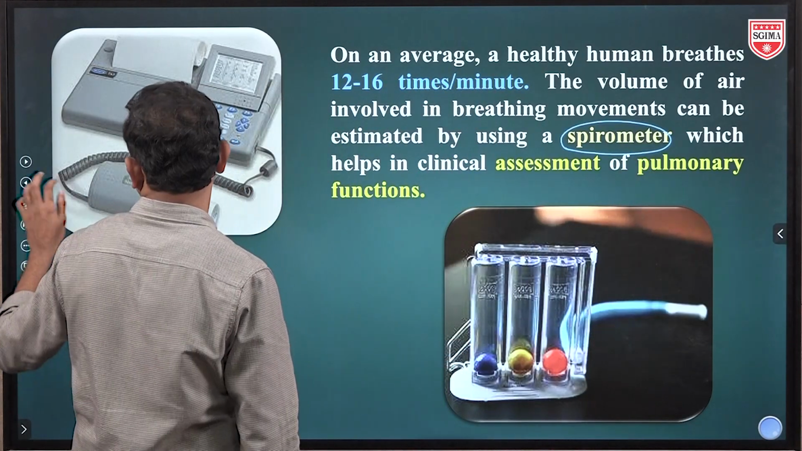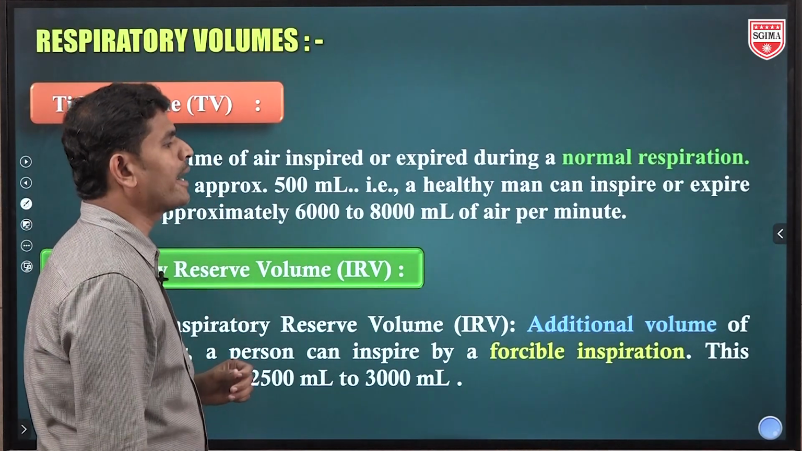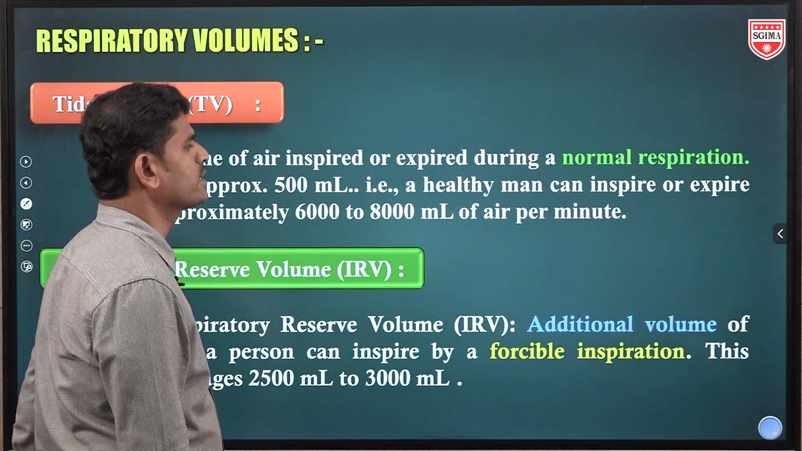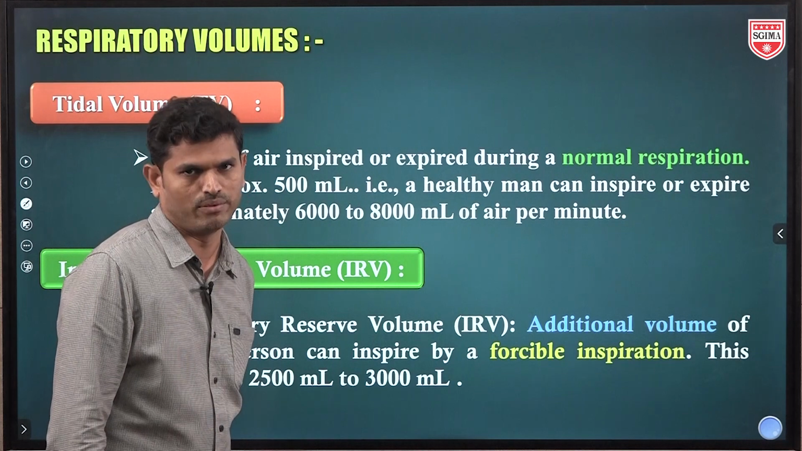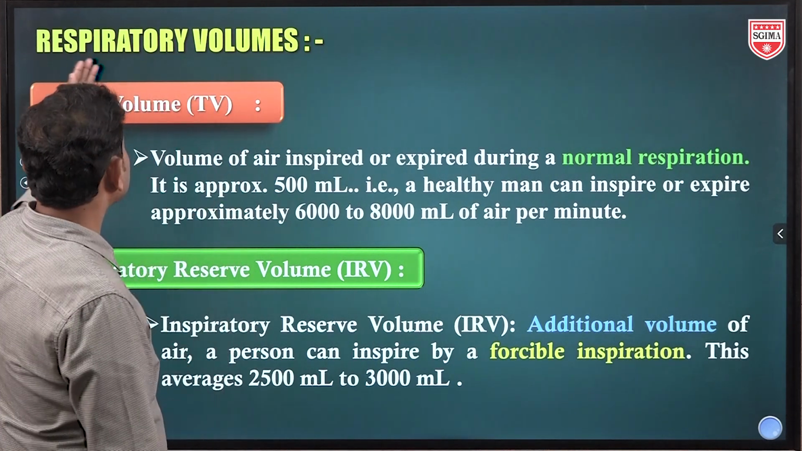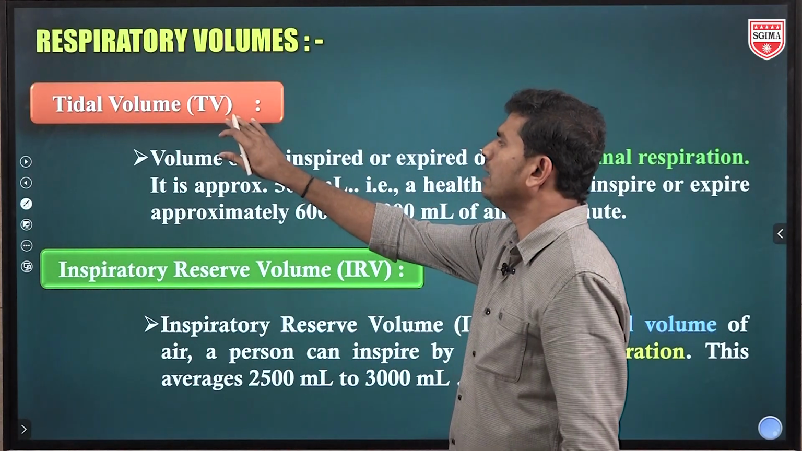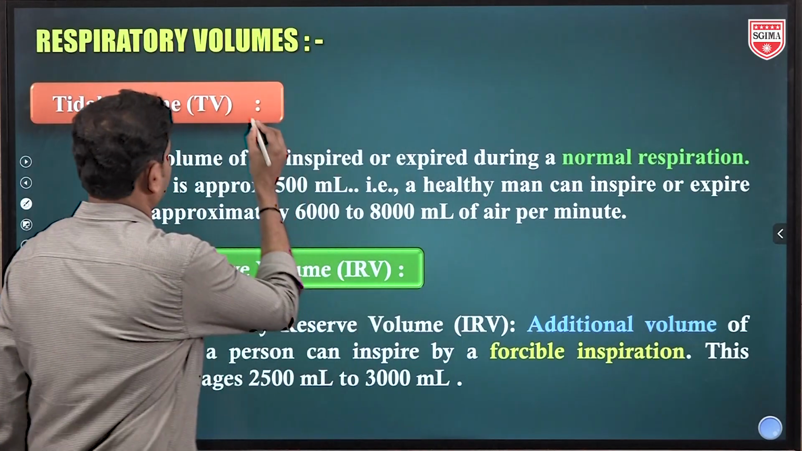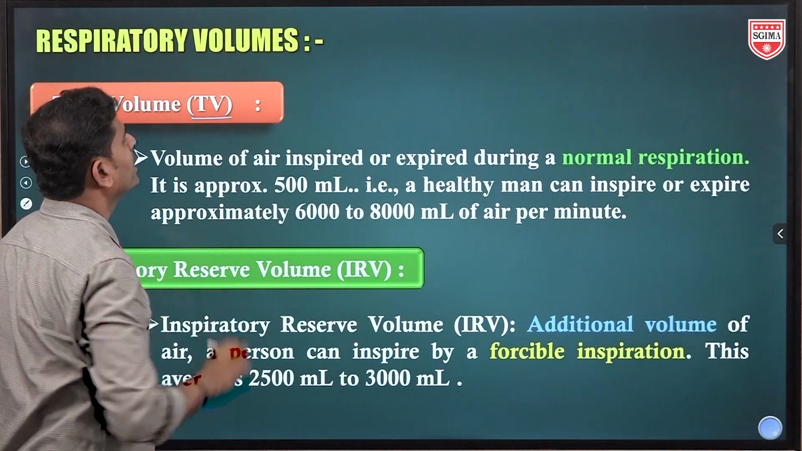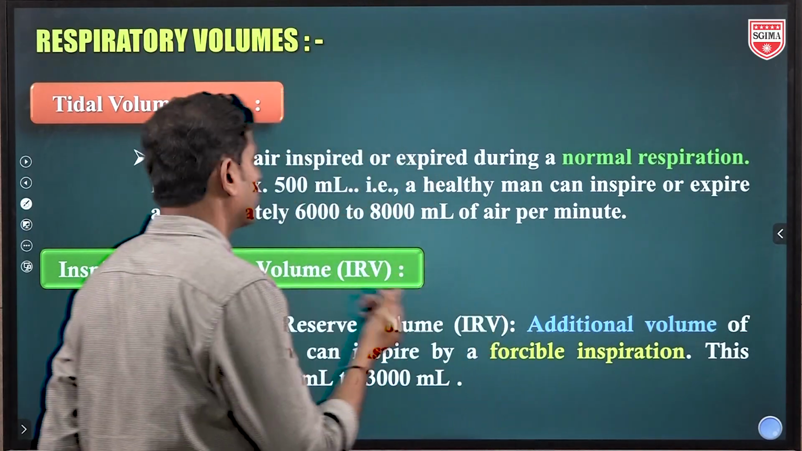Now next slide we can see. Here, with the help of the spirometer, we are going to measure the volumes and capacities. First of all, we can see volumes only. So, respiratory volumes. The first one is tidal volume, abbreviated as TV. In the exam they can directly give short forms, so we have to remember the short forms also.